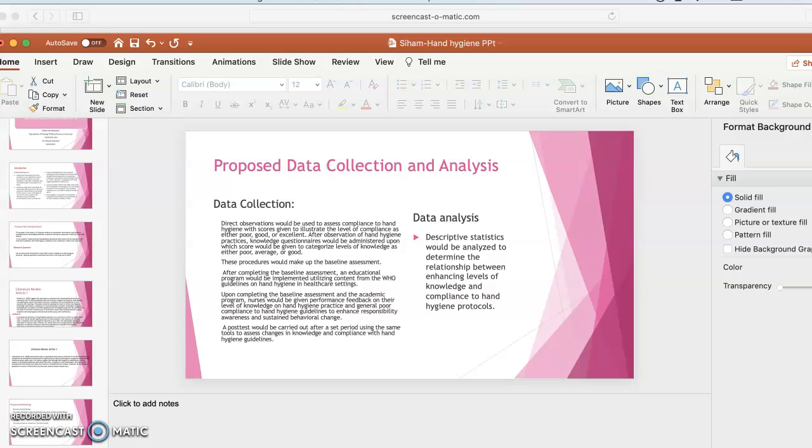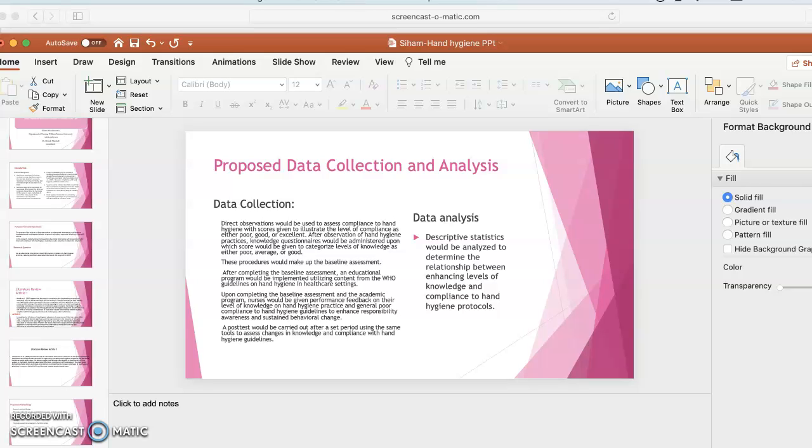After completing the baseline assessment, an educational program would be implemented utilizing content from WHO guidelines on hand hygiene in healthcare setting. Upon completing the baseline assessment and the educational program, nurses would be given performance feedback on their level of knowledge on hand hygiene practice and general poor compliance to hand hygiene guidelines to enhance responsibility, awareness, and sustain behavior changes. Post-test would be carried out after a set period using the same tool to assess changes in knowledge and compliance with hand hygiene guidelines.